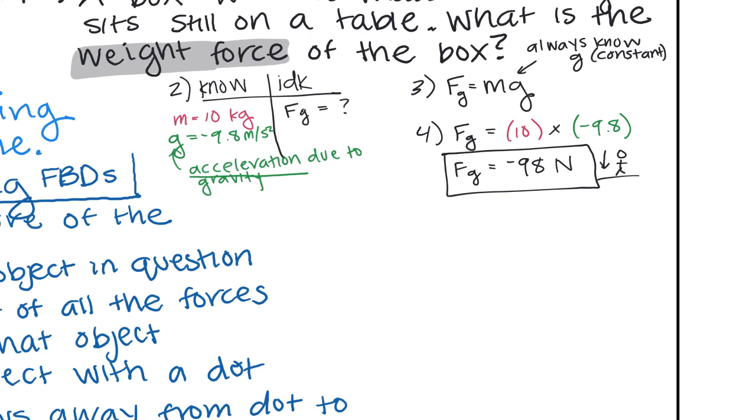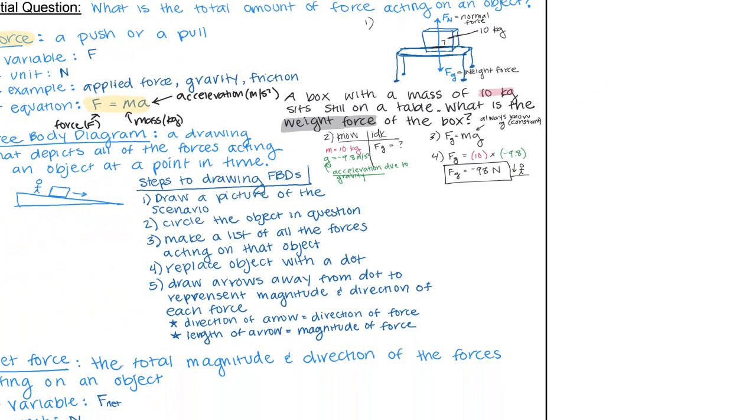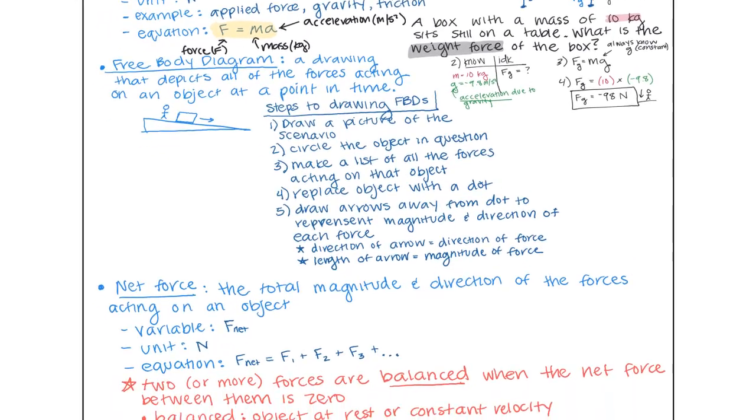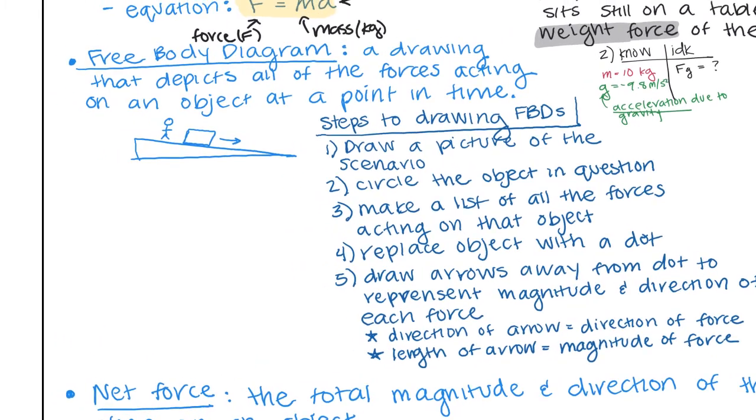So there is your weight force. That is how we calculate any given force, specifically weight force, but again, F equals ma would be how you calculate any given force acting on an object. Any object could have a variety of forces acting on it at any given time. To represent these different types of forces, we draw what is called a free body diagram. A free body diagram is a drawing that depicts all of the forces acting on an object at a point in time.